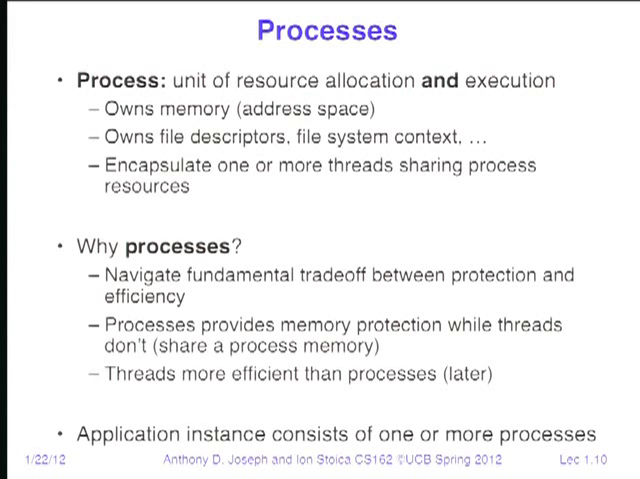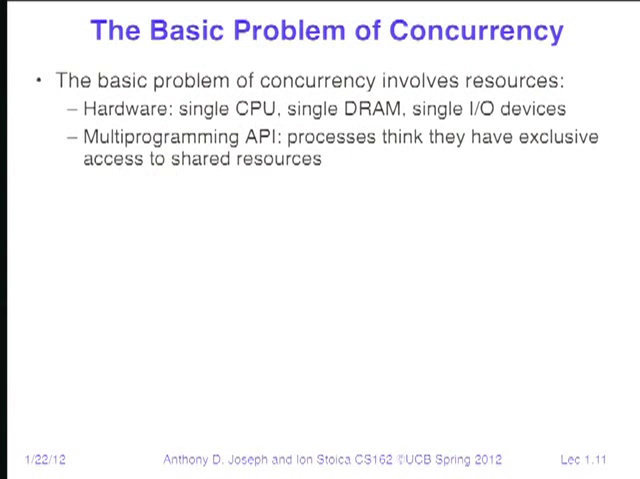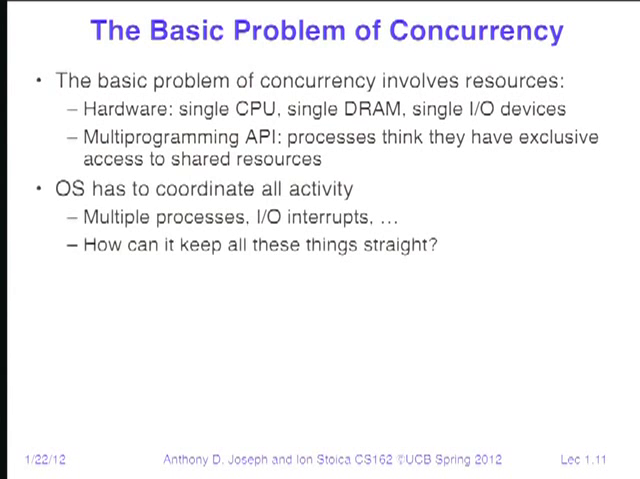Okay, now an application will consist of one or more processes. So the basic problem with concurrency is that we have limited resources. We have a single CPU, single memory, and a single set of I/O devices. And we have this multi-programming API where processes think that they have exclusive access to all of these resources: the CPU, the memory, and the set of I/O devices. So the operating system has to coordinate all of this activity, the multiple processes, the I/O devices and their interrupts, and keep all of that straight and consistent. If it delivers data from one interrupt to the wrong process, bad things will happen.